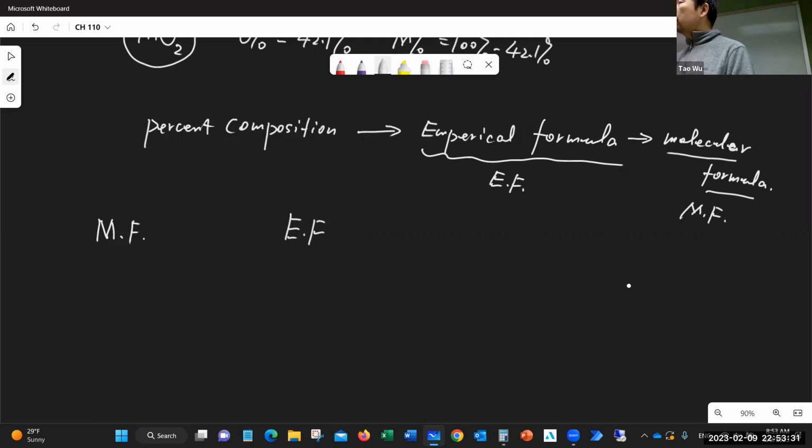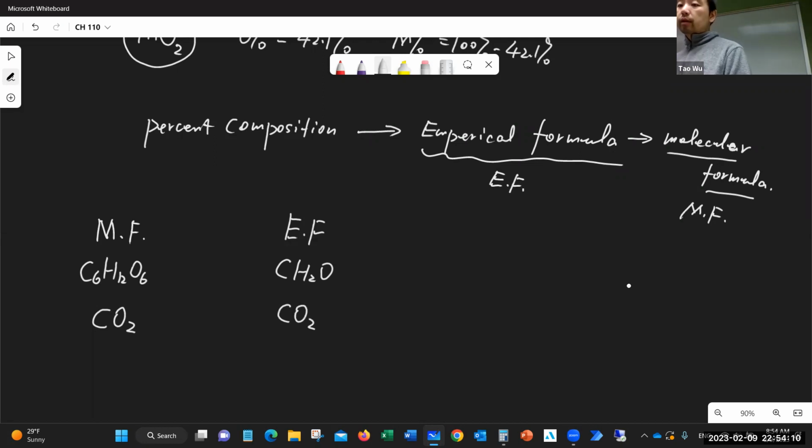So, some we know: sugar, C6H12O6. So this is the formula for sugar. But when we write the empirical formula, that's just CH2O. Okay, so that's the empirical formula. If we have CO2 as a molecular formula, the empirical formula will still be CO2.